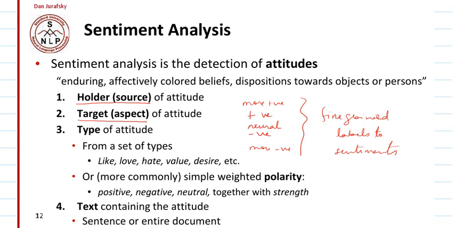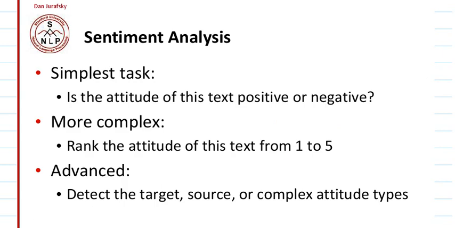Similarly, we can do sentiment analysis for a given sentence, a document, a tweet, or Amazon reviews, etc. Sentiment analysis may be a very simple task like calculating a positive or negative attitude, or we may make it more complex, like giving a rank to a particular object from 1 to 5, or going into more detail and classifying the target, source, or other aspects into sentiments.